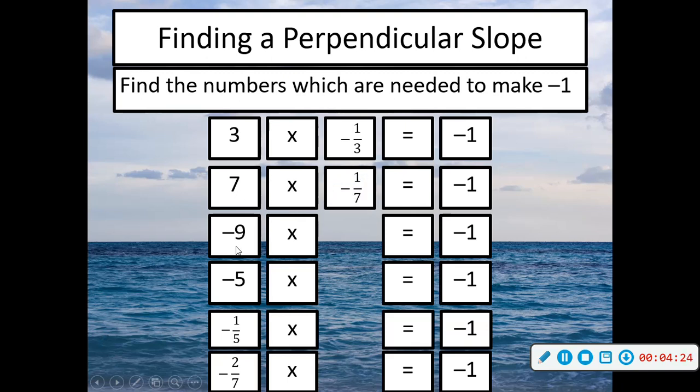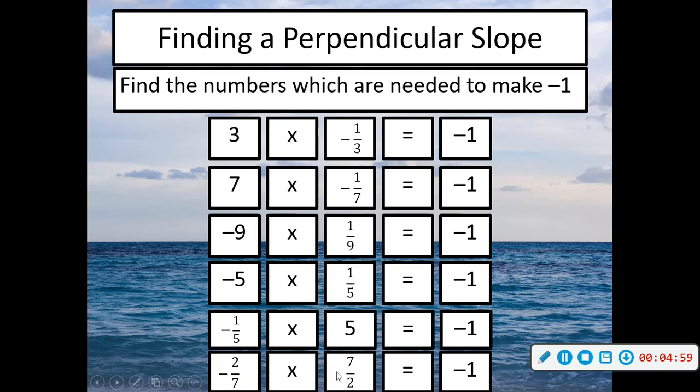Minus 9/1, turn it upside down, 1/9, and change its sign, it becomes a positive. Each time, 3 times minus a third is minus 1. 7 times minus a seventh is minus 1. When you have two lines whose slopes are perpendicular, when you multiply them together, you will always get minus 1. Minus 5/1, turn it upside down, 1/5, change its sign, positive 1/5. Minus 1/5, turn it upside down, 5/1, change its sign, positive 5/1, which is just positive 5. Minus 2/7, turn it upside down, 7/2, change its sign, positive 7/2, and that is how you find the slopes of lines that are perpendicular to another line.